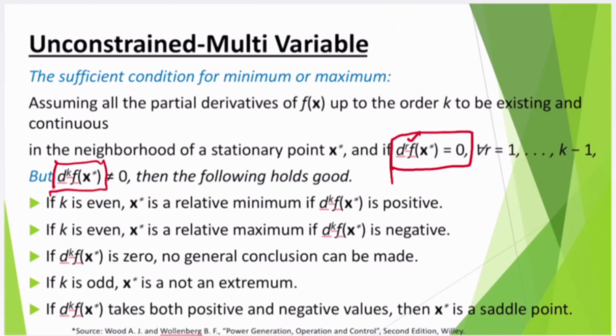And if the kth derivative of f of x takes both positive and negative values, then x is a saddle point, which is a very, very boundary oscillating point of optimization characteristics.